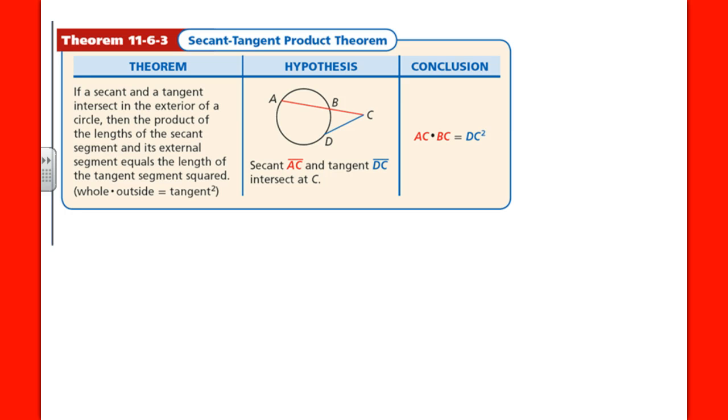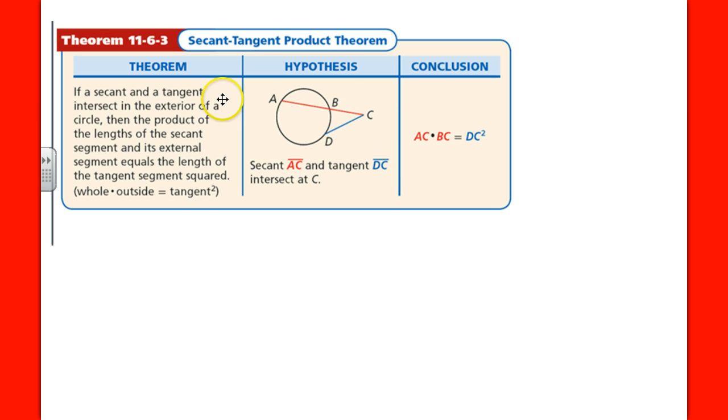This is the final theorem of the day, the secant tangent product theorem. And what does this say? It's kind of nice just to start with the conclusion. AC times BC equals DC squared. So secant AC and tangent DC intersect out here at C.